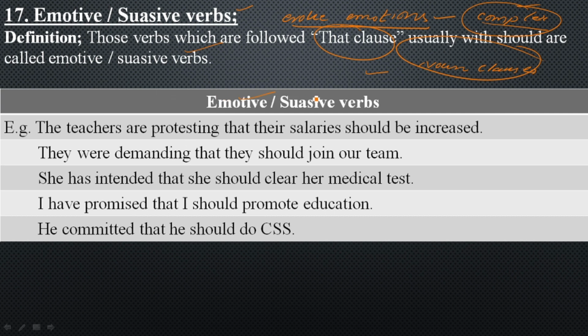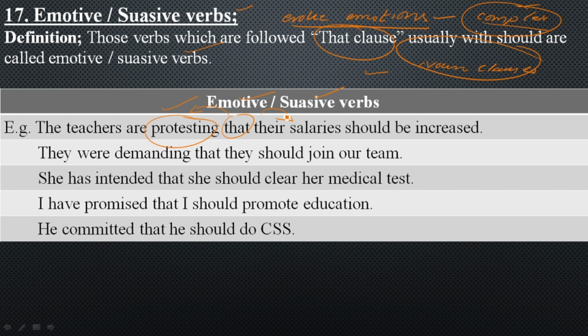Now, emotive or suasive verbs mean to evoke emotions, to create emotions, and to express your emotions, showing which sort of emotions you have to do something. Now, the teachers are protesting. Here, protest is your emotive verb. It is followed by a that clause. That joins your two clauses, the first one and the second one.